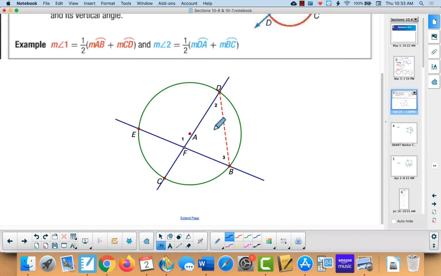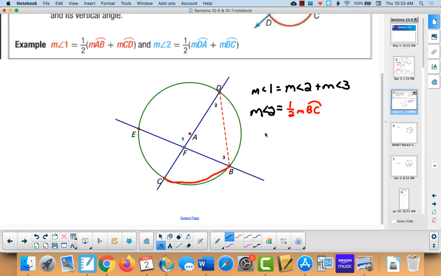And I hoped that you remembered, back when we were talking about triangles, that the exterior angle, angle 1, was equal to the sum of the remote interior angles, angles 2 and 3. Then we can see that the measure of angle 2 is equal to 1/2 its intercepted arc, because angle 2 is an inscribed angle. Its intercepted arc is right here. So it's 1/2 the measure of arc BC.